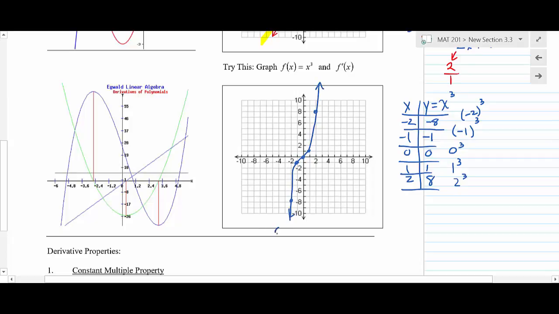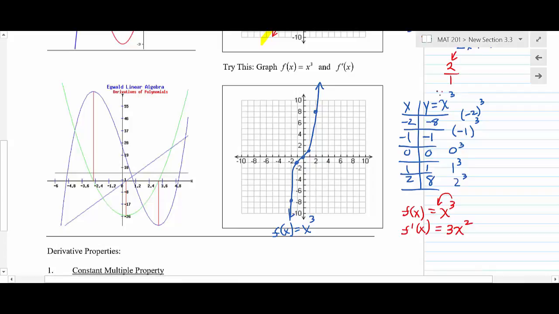So that's the graph of f of x equals x to the third. Now if you look at your derivative on that, now that we know how to do a derivative, we can compute that. So if f of x is x to the third, what's the derivative now? 3x to the second, right? By power rule. So that's a quadratic.